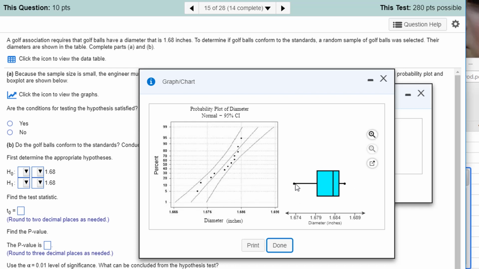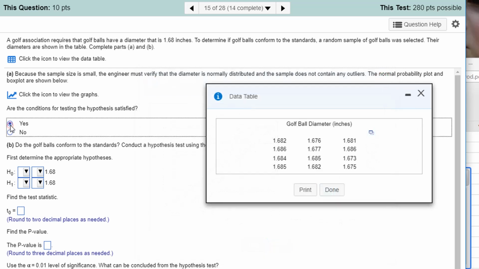Same thing goes for the box plot. There's no outliers. There's just whiskers that end here at those dots. There's no outlier points that are far away. So yeah, the conditions are satisfied. There's no outliers. The data seems to be normally distributed. Really what we're saying is there's not evidence to suggest it's not normally distributed.